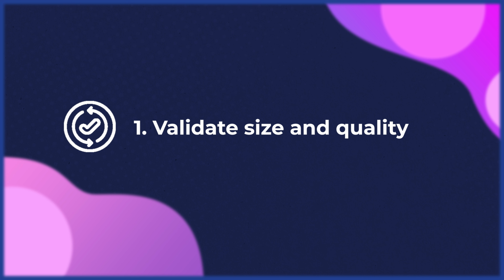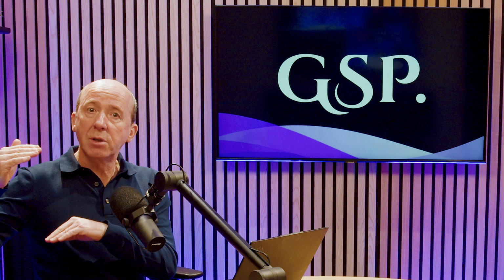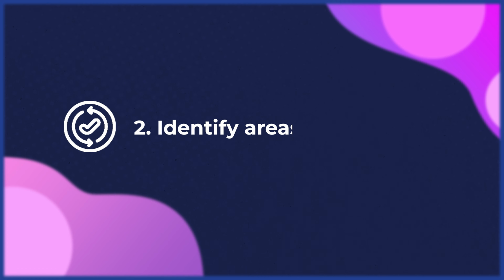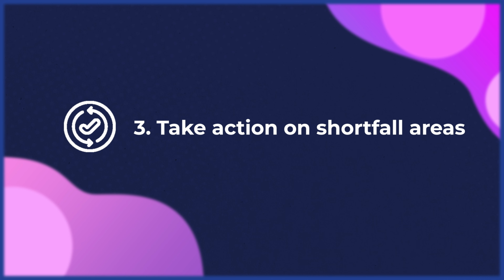Step 1, validate the size and quality of the pipeline. This step is so important because there's no point having great pipeline coverage if the deals are of poor quality or unlikely to close anytime soon. Second step, identify areas at risk by comparing the validated pipeline with current and upcoming targets. And third, plan specific actions that address the shortfall areas so that we maximize the likelihood of achieving quota.